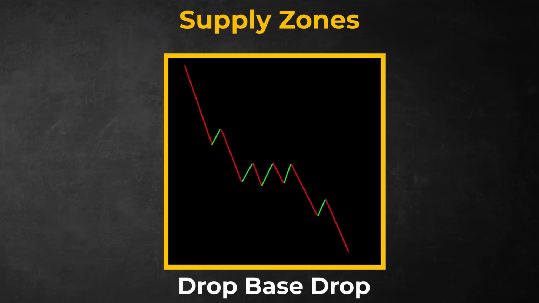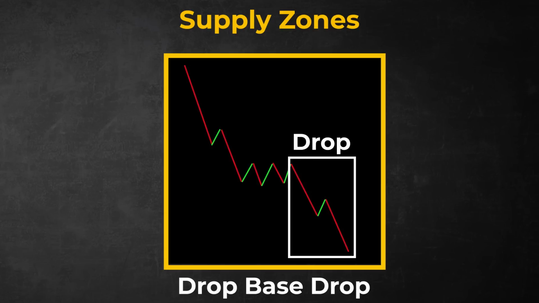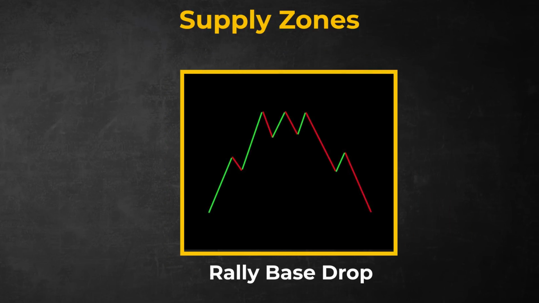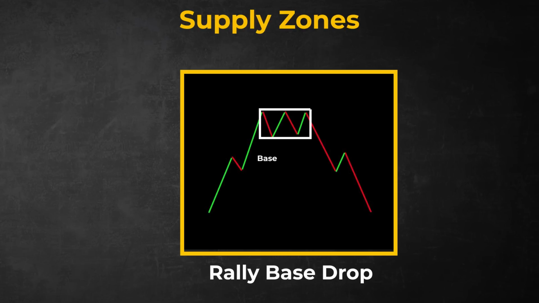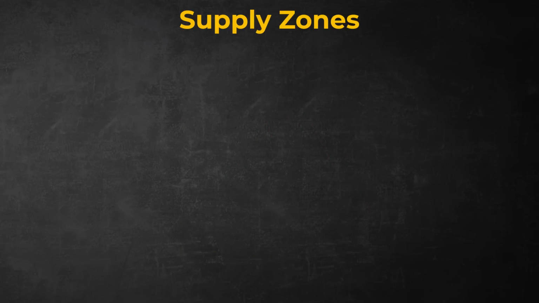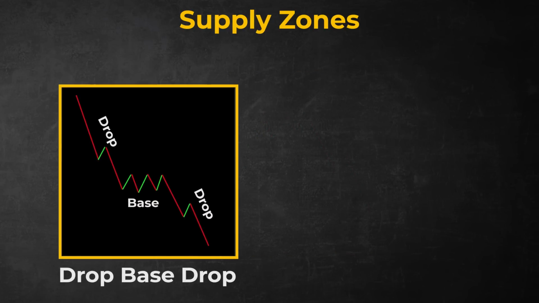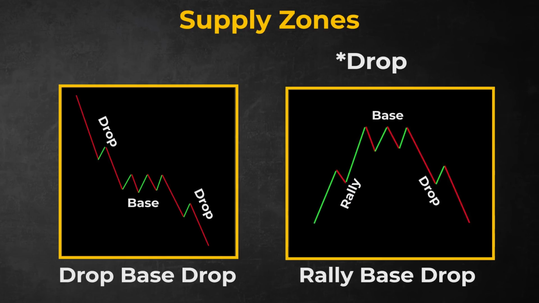And the third phase is again a bearish impulsive move showing the dominance of sellers. In rally base drop, the first phase is an impulsive bullish move, then in the second phase the market is ranging, and in the third phase there is again an impulsive bearish move. So the two types of supply zones are drop base drop and rally base drop.